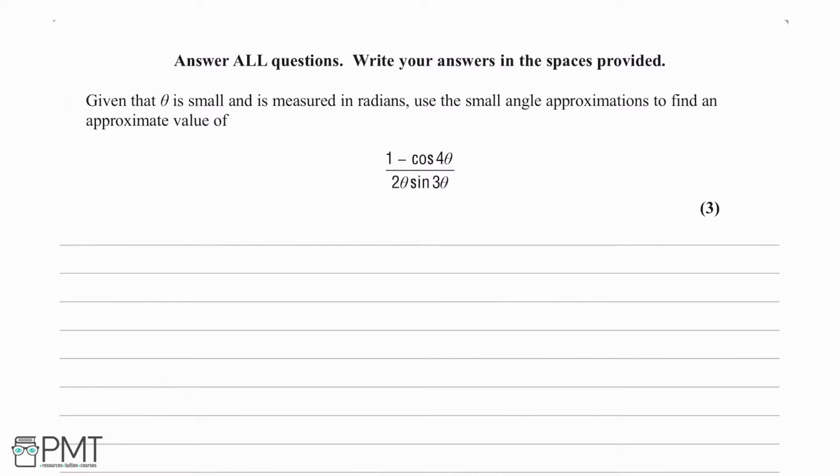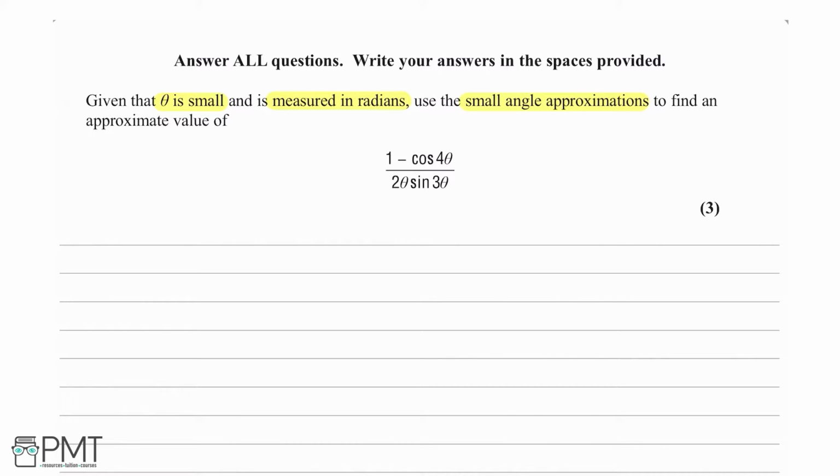So let's first start by highlighting some important information given to us in the question. It is given that theta is small and measured in radians, use the small angle approximations. The reason why theta is small and measured in radians is important is because these are the conditions needed to use our small angle approximations.